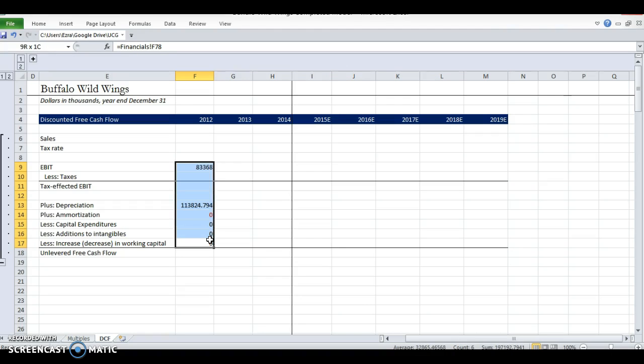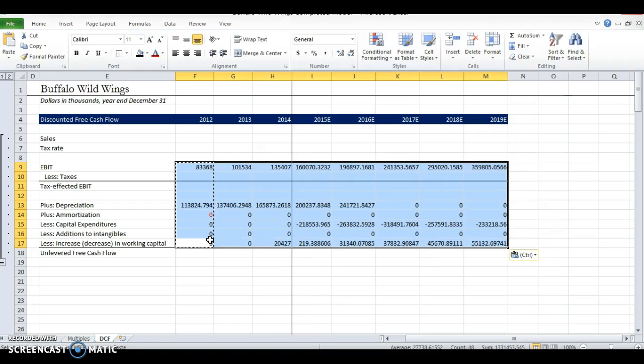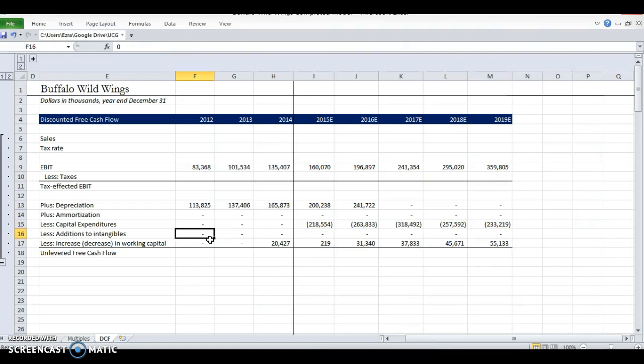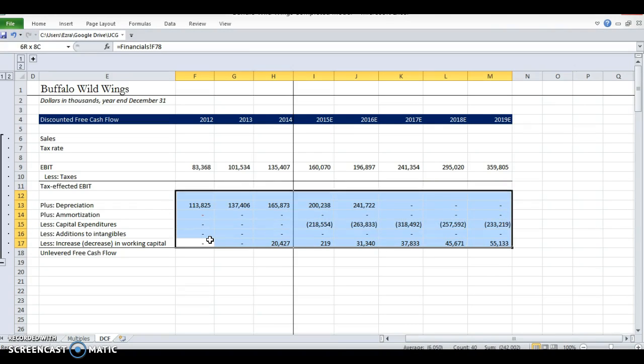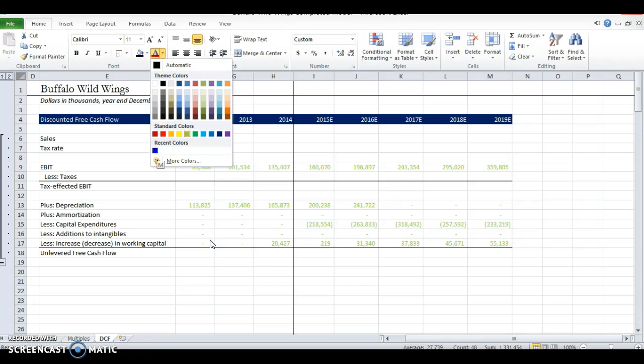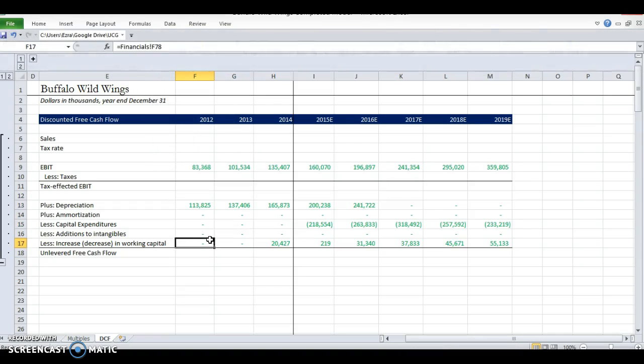All right, so now I'm going to copy these over. And I'm also going to color these green, because we're linking in from another sheet. And I want to know that these are not things I can just play around with. They are linking from another sheet. Okay, so we also need the tax rate.